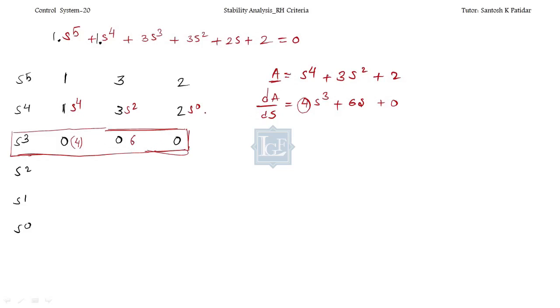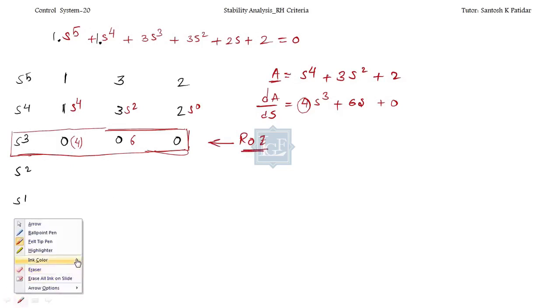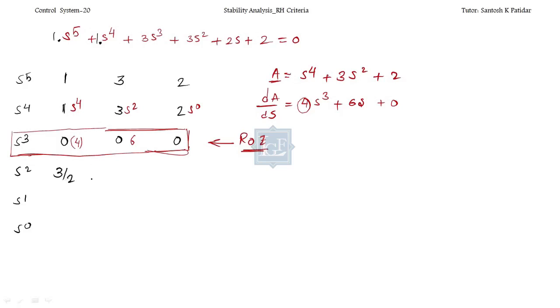Later we'll discuss what is meant by this ROZ, row of 0, and why we are getting this. Okay, so now we'll proceed. This is the 4 you got over here. Let me change the color. So what is the next? Multiply this 4 with this 3. 4 into 3, 12, minus 6, 6 divided by 4, it is 3 by 2 over here.